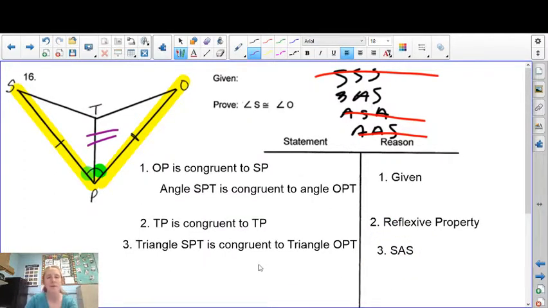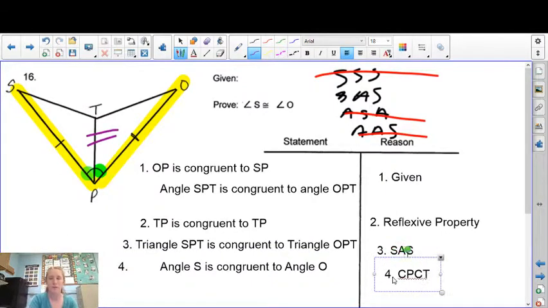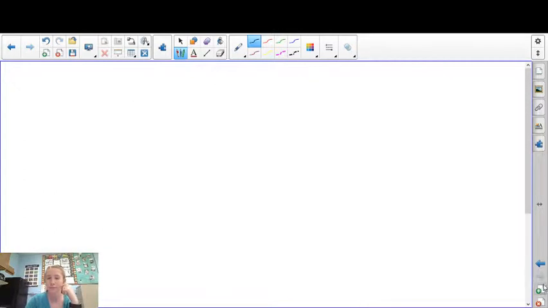Well, since I've proven that my triangles are congruent, I can show that angle S has to be equal to angle O. So my therefore, which I'm going to leave some space so I can actually do that, angle S is, excuse me, congruent to angle O. And our reasoning is CPCTC. Therefore, angle S is congruent to angle O, CPCTC. Look in your homework.